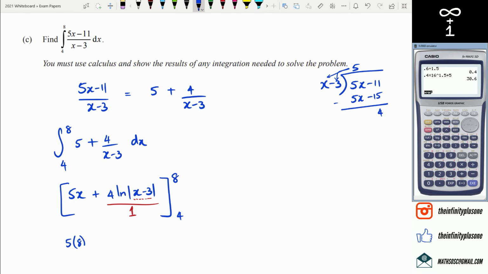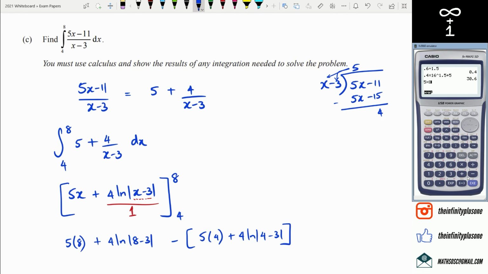So we've got 5 times 8 plus 4 ln of 8 minus 3, minus 5 times 4 plus 4 ln of 4 minus 3. At this point, you can just chuck this in the calculator. And like I said to you guys, I'm going to show you both methods.